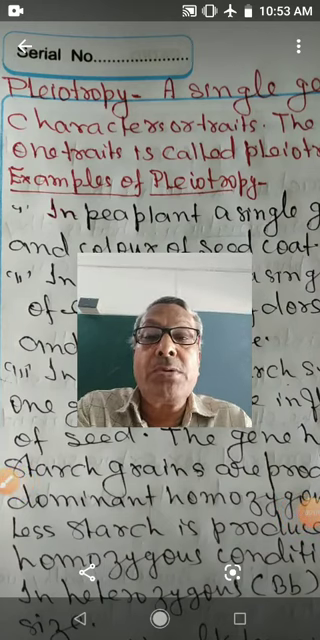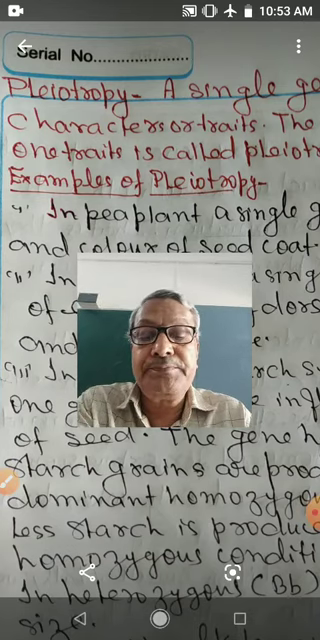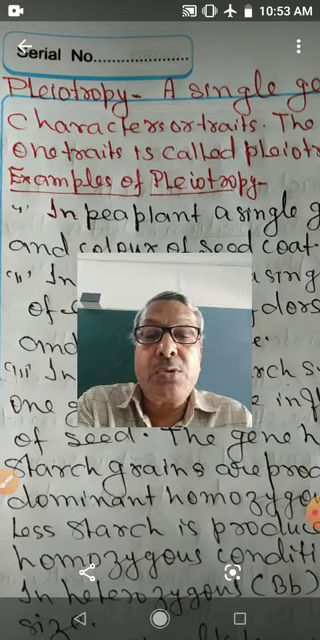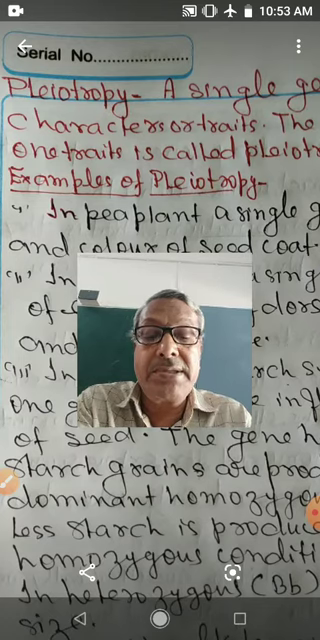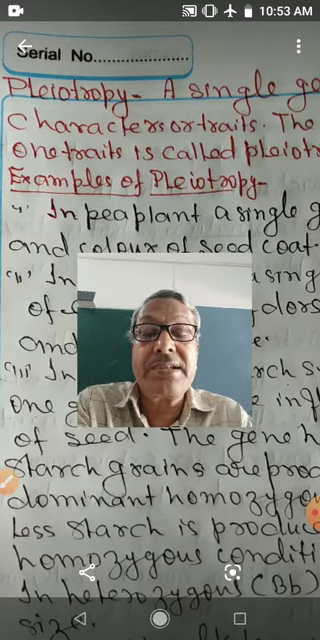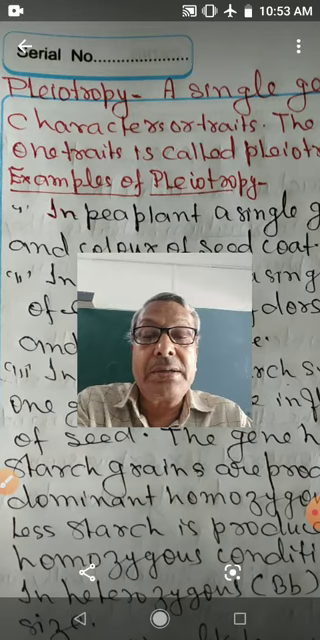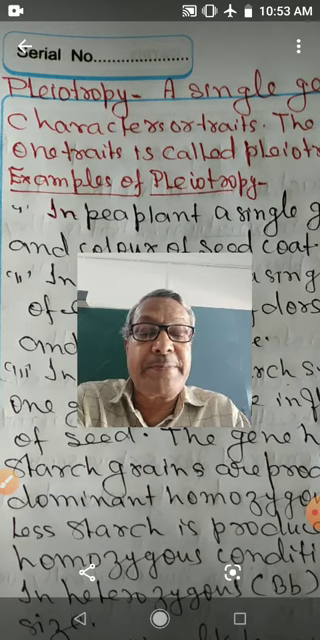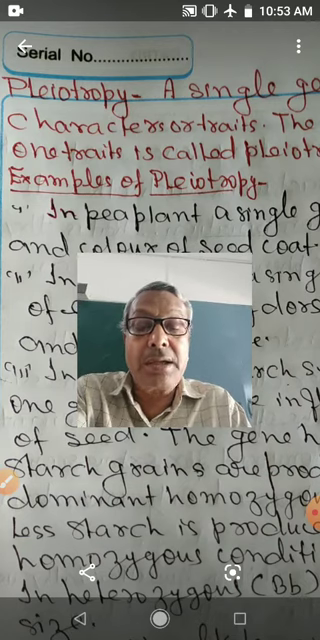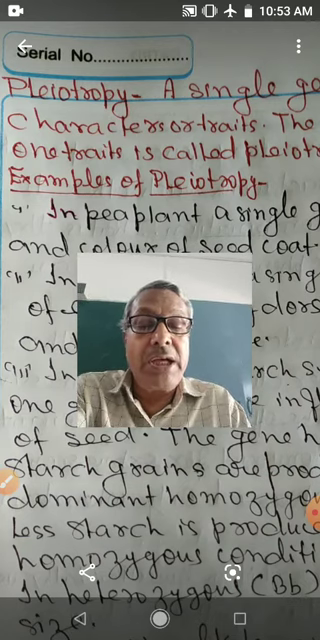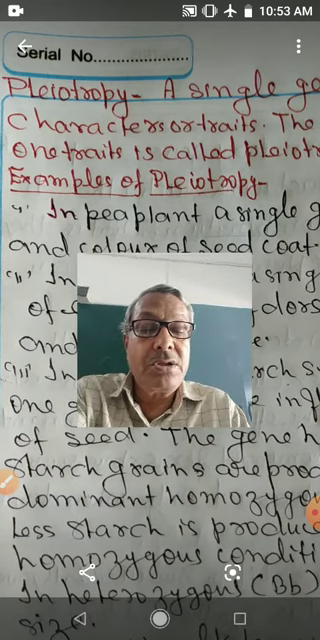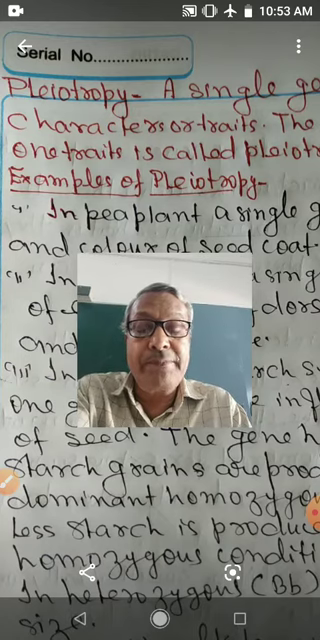Today I am going to teach you pleiotropy. According to Mendel, a single trait is controlled by a single gene, or a single gene can express a single character. But you will study in pleiotropy that a single gene can express more than one character or trait. The ability of a gene to influence more than one trait is called pleiotropy.